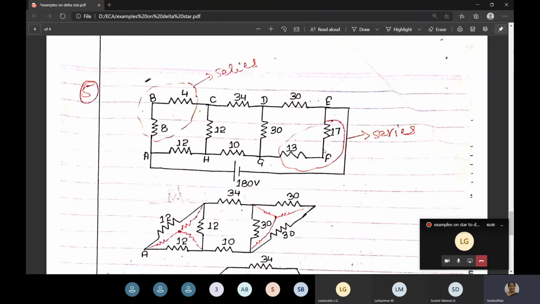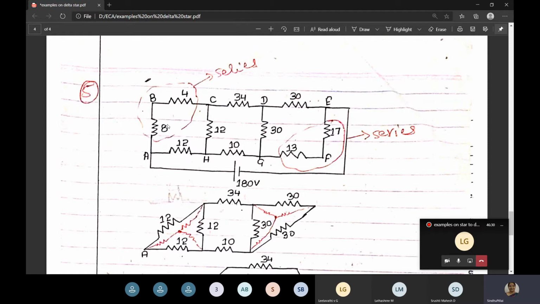So 17 and 13 are in series. 8 and 4 are also in series. Any other nodes you can check. At A there are 3 branches, at H there are 3, at G there are 3. At all other nodes the branches are split, but at node B and at node F the branches are not split and the same current is flowing.